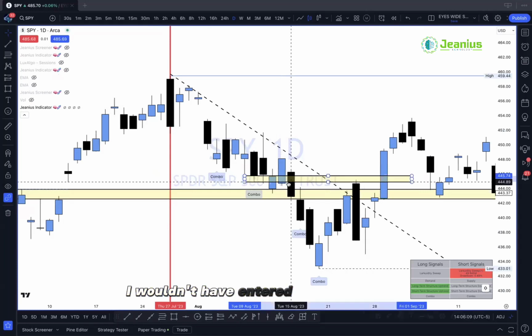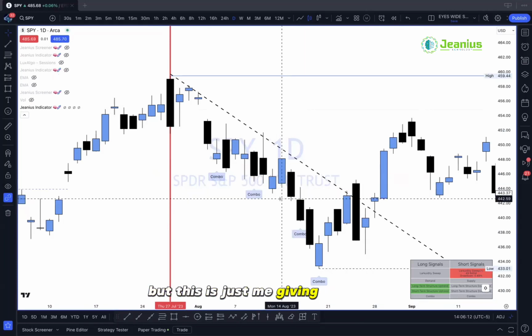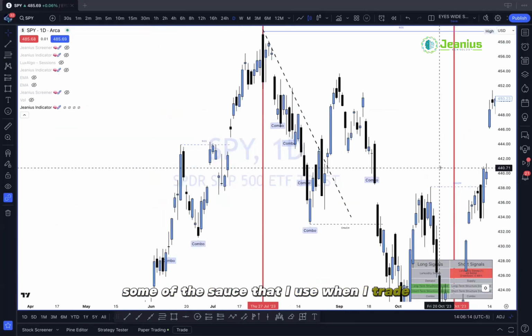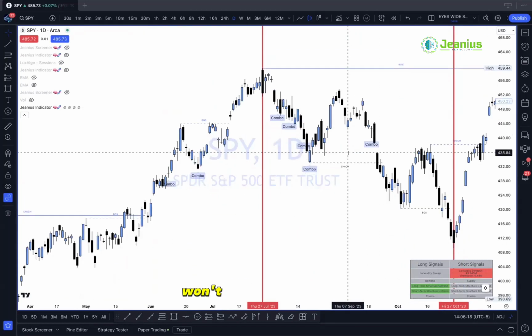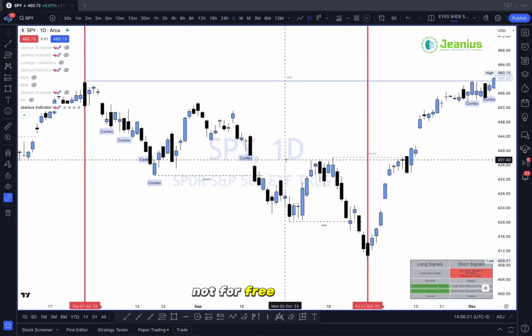Right now, I wouldn't have entered this trade, but this is just me giving you guys some of the sauce that I use when I trade. Obviously, there's more to the sauce, but I won't be giving it to you, not for free.